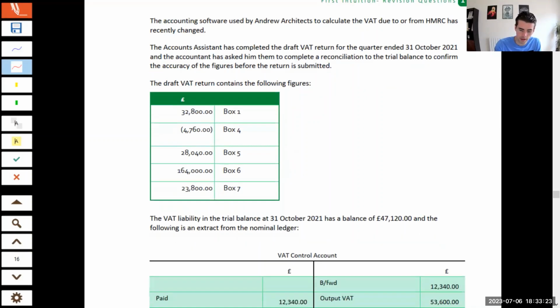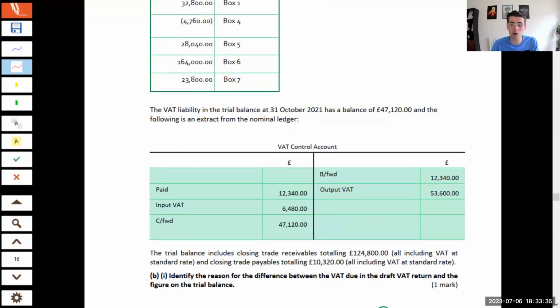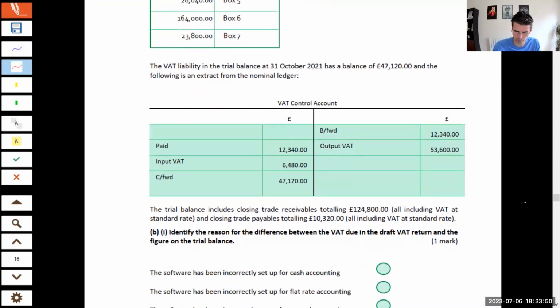But let's continue. It says the VAT liability in the trial balance at the 31st of October has a balance of £47,120, and we have an extract of the VAT control account here. And we can see that the balance carried down is 47,120. Obviously, that would then be the balance brought down at the start of the new period to show the amount owed to HMRC as a liability.